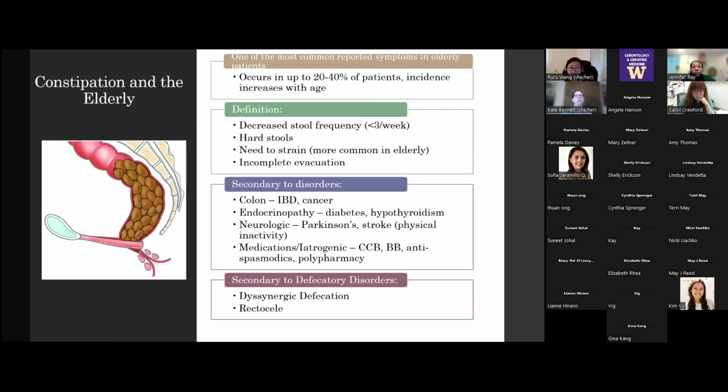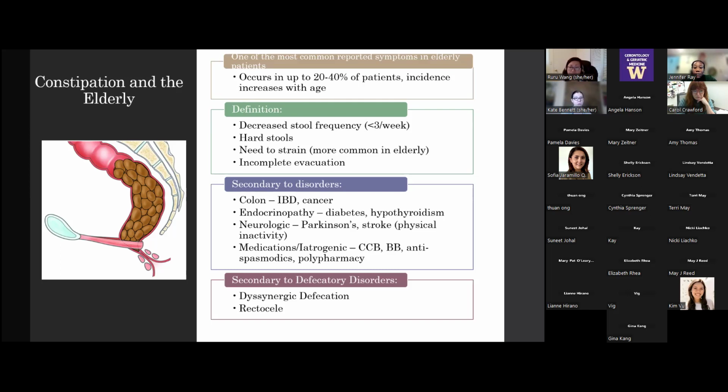All right. So constipation in the elderly. Sorry, I don't know if I can move this. So this is one of the most common GI symptoms or complaints I see in clinic in the elderly. It's occurring in up to 20 to 40% of patients, and definitely increases as we get older, especially in women, but I can see this in men also.